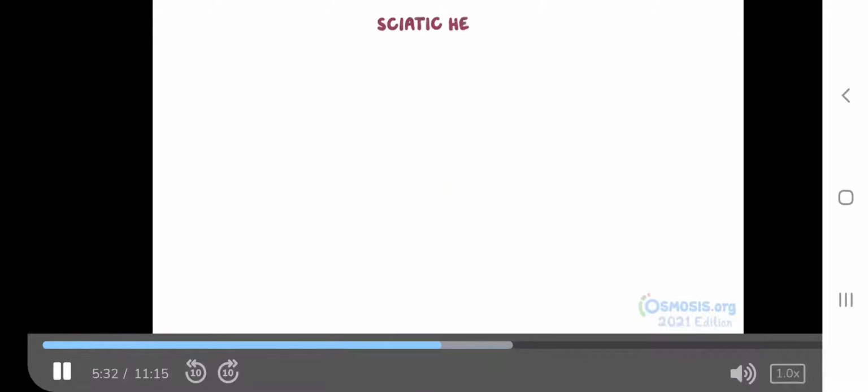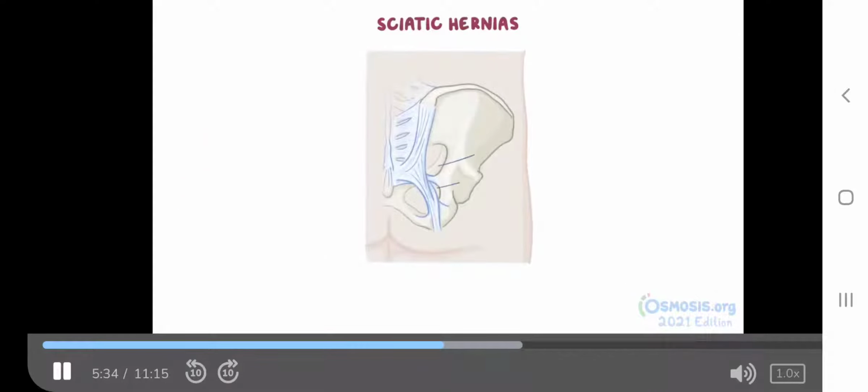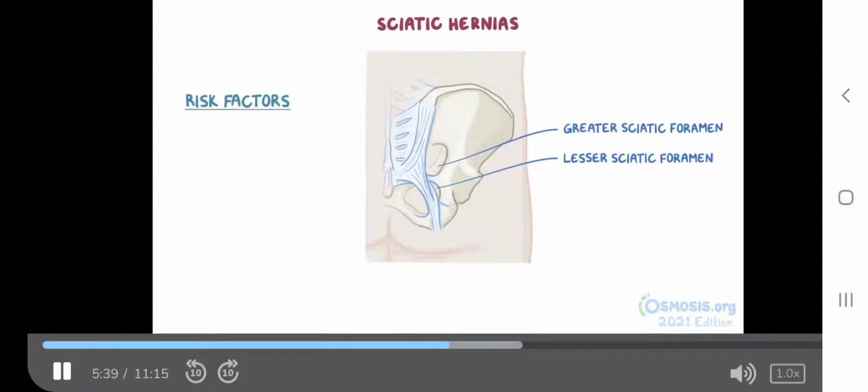Next are sciatic hernias, which occur when abdominal contents protrude through the greater or lesser sciatic foramen. The risk for a sciatic hernia increases in individuals that have had pelvic surgery. These unusual hernias can cause a buttock mass, abdominal pain, or sciatica symptoms.